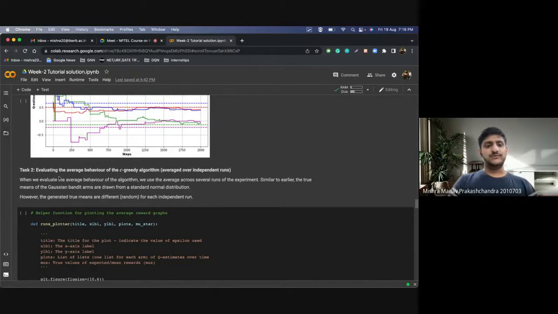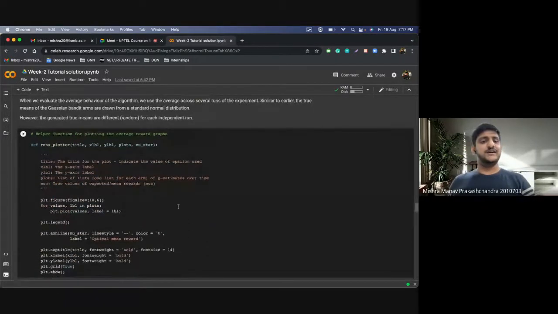Now you want to evaluate the average behavior of the epsilon greedy. So when you want to evaluate the average behavior, you use the average over several runs. And similar to the earlier task, the true means are drawn from a standard normal distribution. However, the generated true means here are different for each independent run. If I'm doing it for multiple runs, for run number one, the true means for each arm are different. Then in the second run, the means change and so on. So I'm trying to evaluate the average behavior. The earlier example had a fixed set of true means and then did a comparison. Now we want to do an average test.